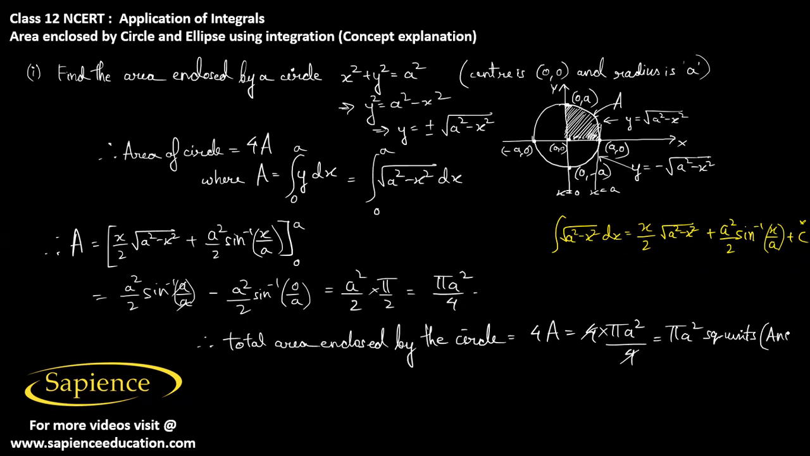So this is the final answer. And then we need to find the area enclosed by an ellipse also. So let's say if it is asked that find the area enclosed by an ellipse, which is having the equation x square by a square plus y square by b square equals to 1.